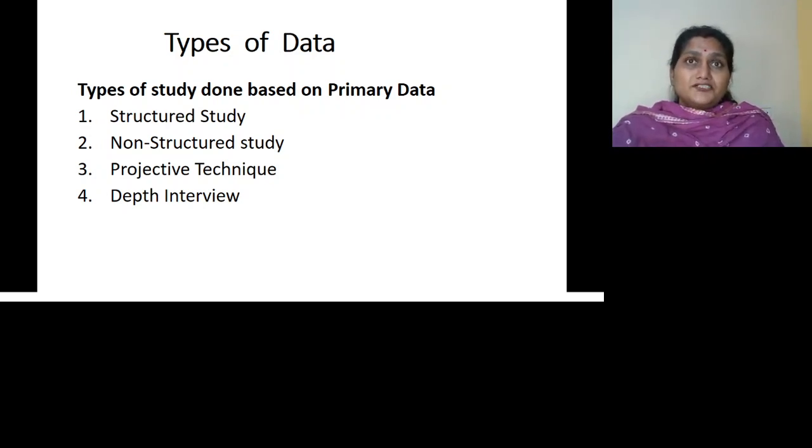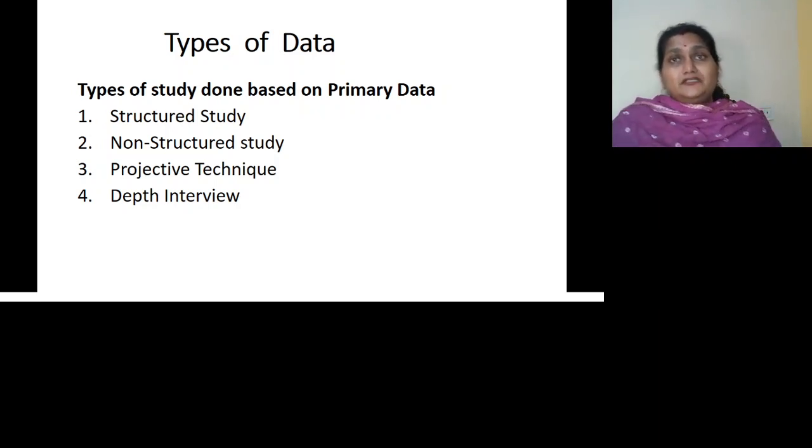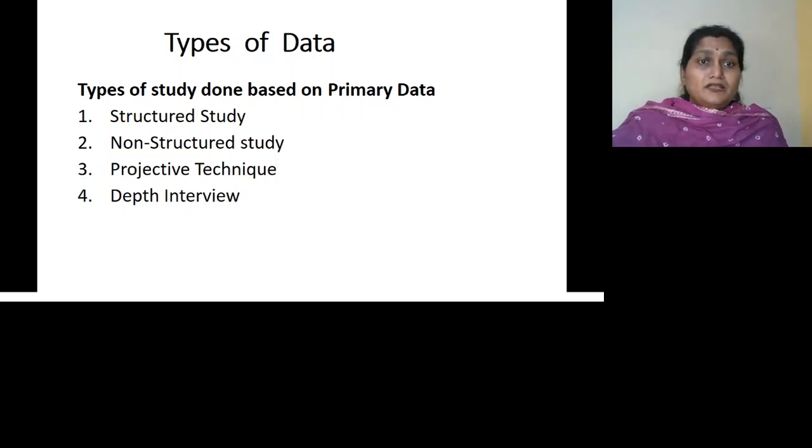A structured study would be when primary data is basically collected for a specific purpose. The respondents would be asked a number of questions which is planned in advance, which has a particular sequence and a particular logic, and which has questions where answers would be yes or no.